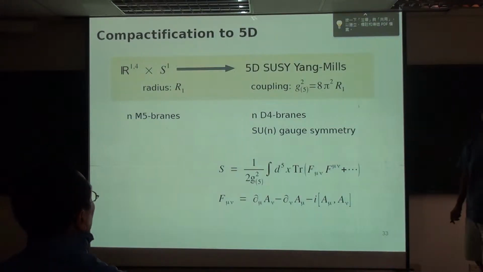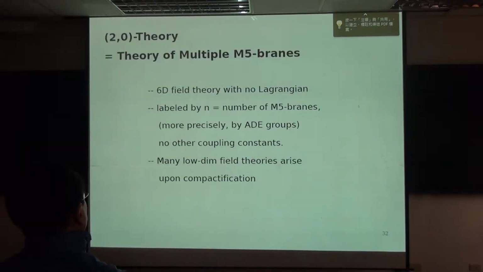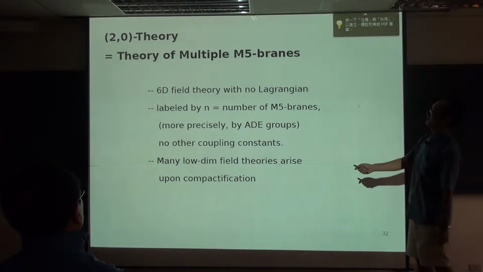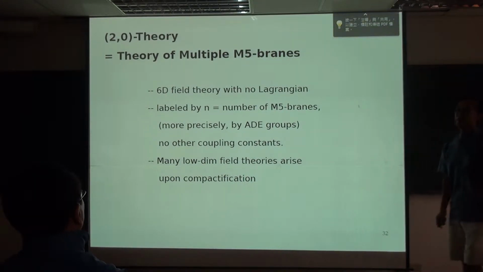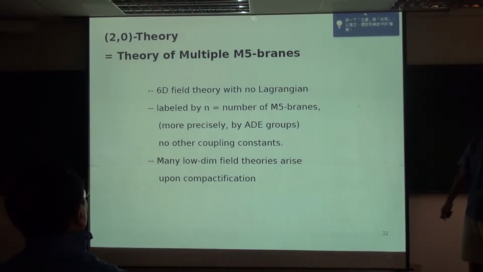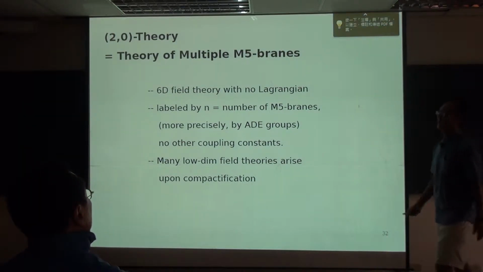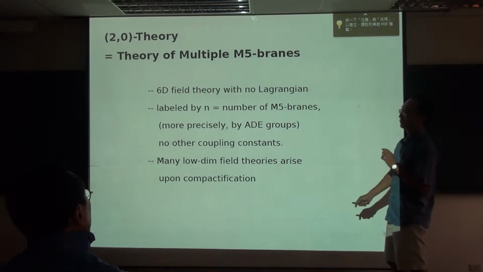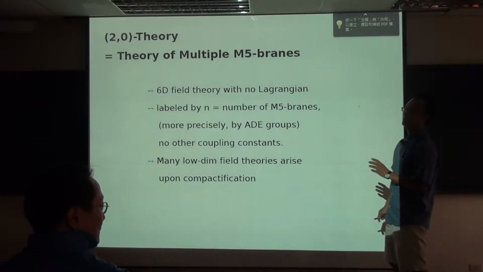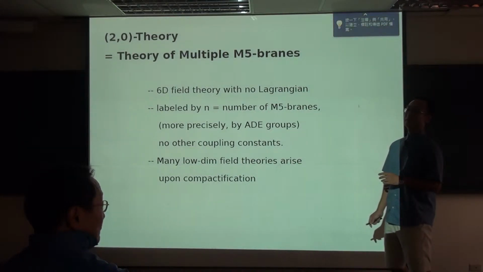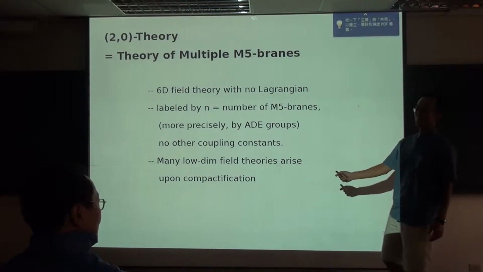What does the (2,0) stand for? (2,0), well, that's a good question. In six dimensions, this is a classification of six-dimensional supersymmetry. Six-dimensional supercharges are allowed to have either positive chirality or negative chirality. And (2,0) means two units of positive chiral supercharge. So it's a six-dimensional chiral theory.